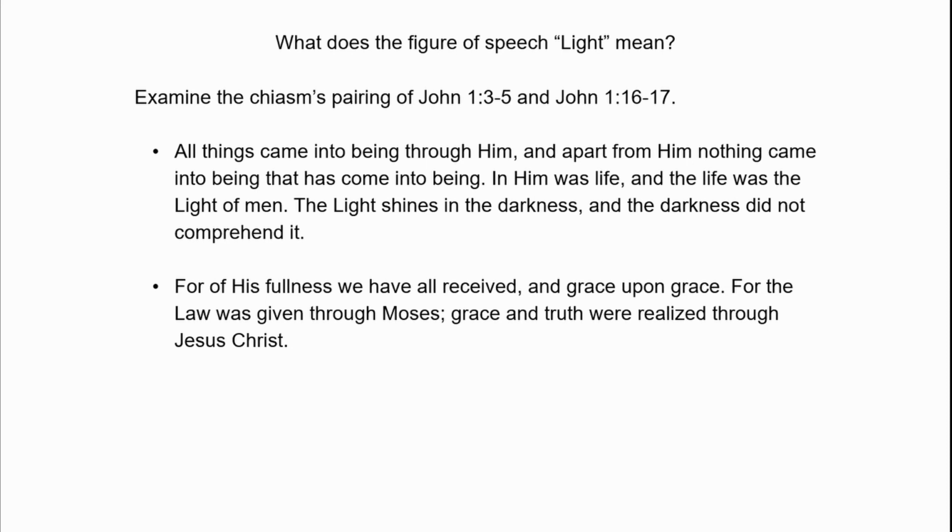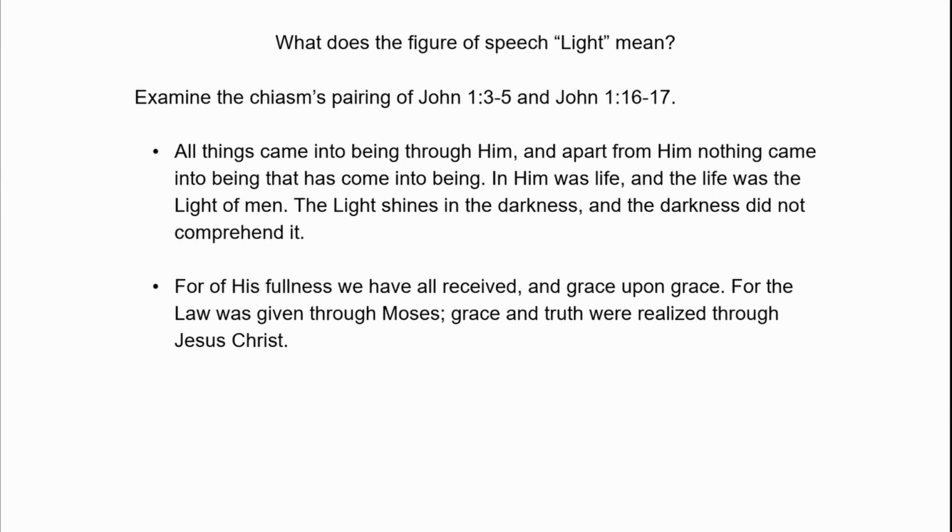In this example, you can look into what light means. This figure of speech can be understood in the chiasm pairing of John 1, verses 3 and 5, with verses 16 and 17. Listen to how they read.